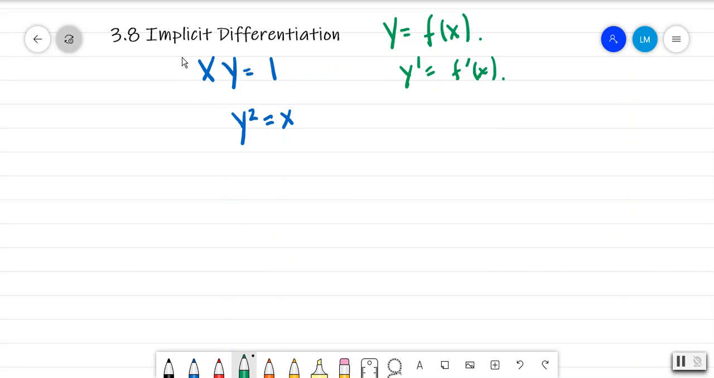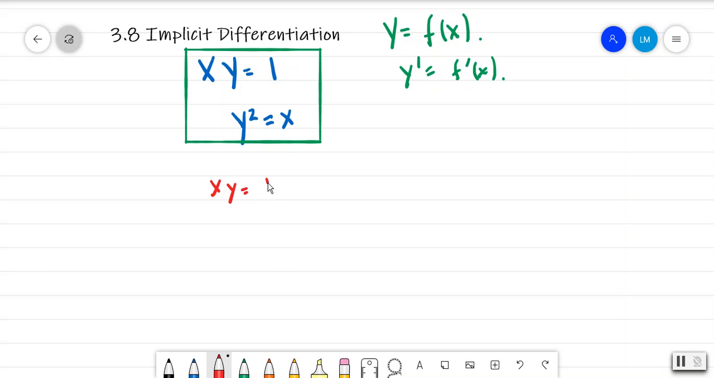But whenever you have something like x times y equals 1, or even y squared equals x, it's not really clear what y is. But notice that with x times y, I can rewrite it in such a way that y is equal to 1 over x, which means that y prime is equal to negative 1 over x squared.